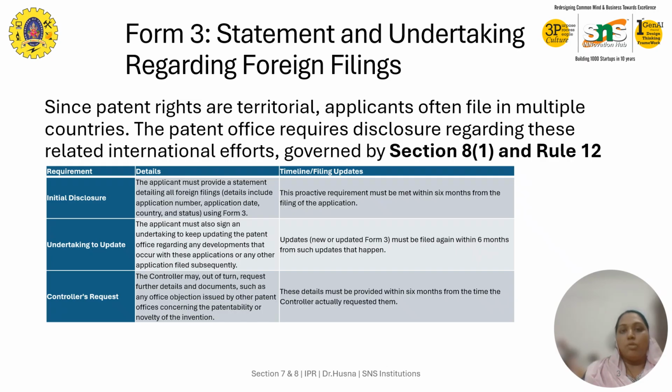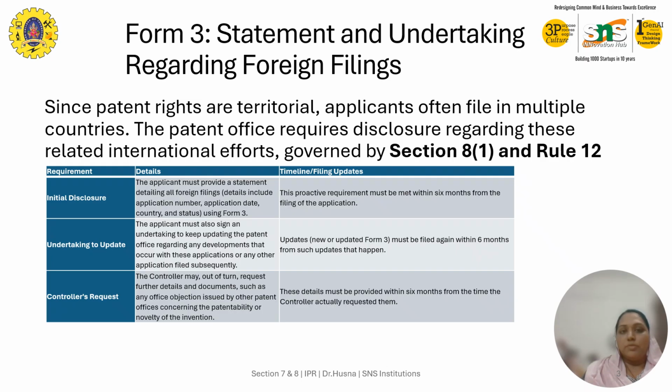Why is Form 3 required? Patent rights are territorial, so applicants often file in different countries. Because of this, the Indian Patent Office needs to know where else you have filed the invention, what the status of those applications is, and whether any objections or office actions were raised abroad. This information helps the controller examine your Indian application with full clarity and prevents conflicting claims.